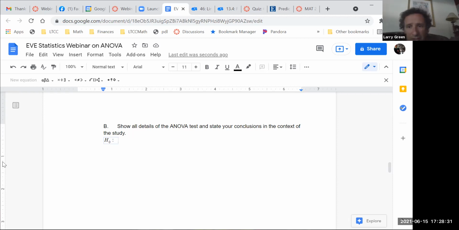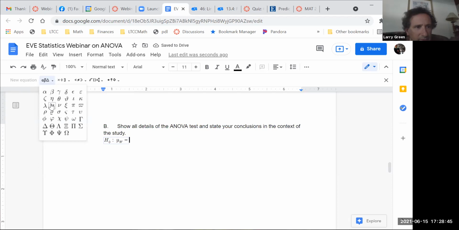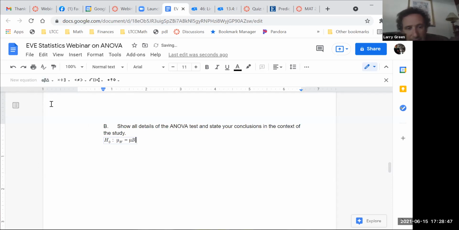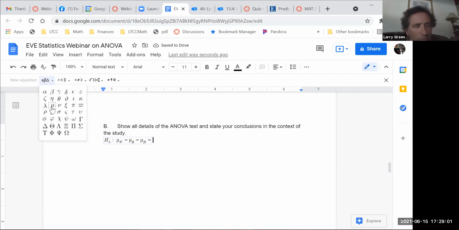Yeah, all means are equal to each other, but I'm going to put those in symbols though. So mu sub W for white equals mu sub B for black equals mu sub H for Hispanic equals mu sub O for other.